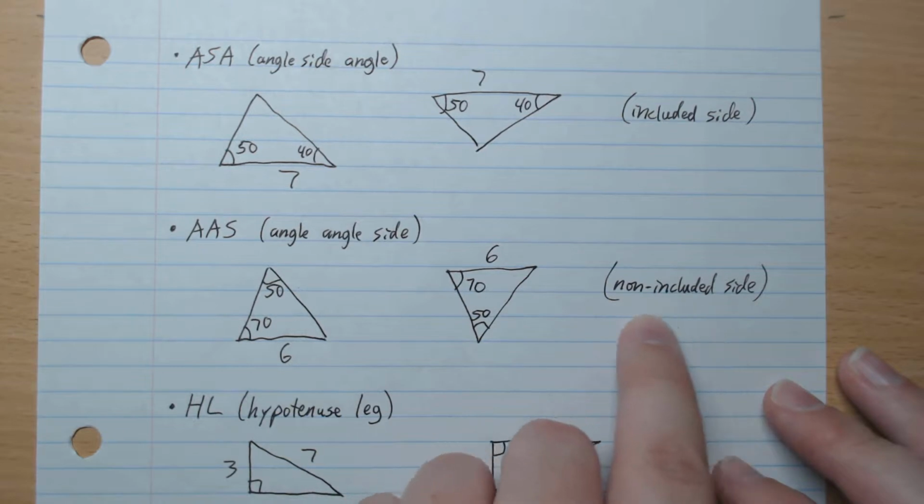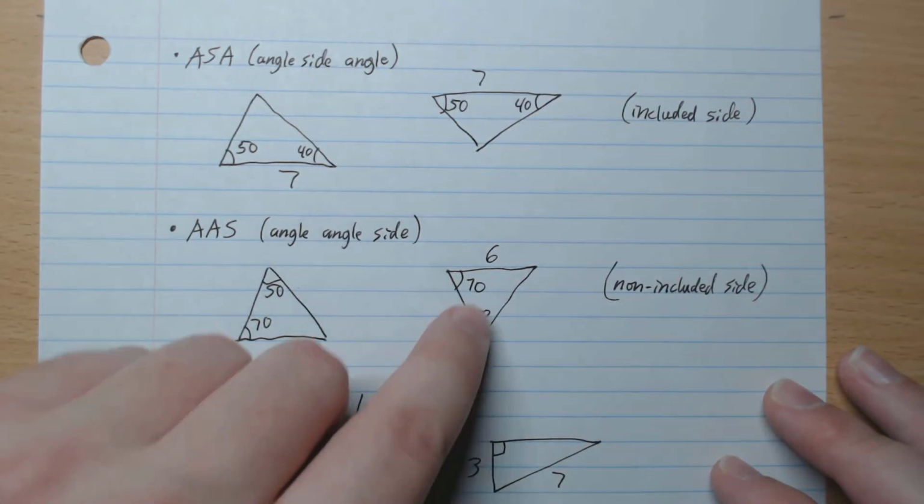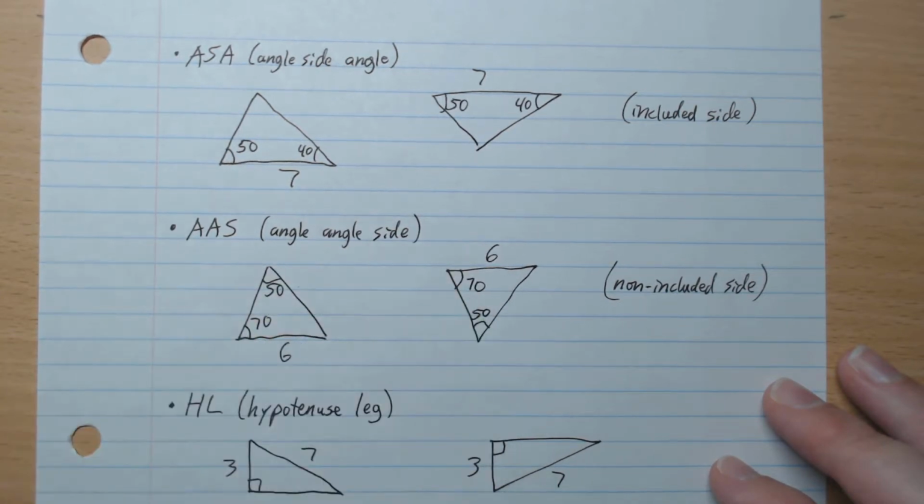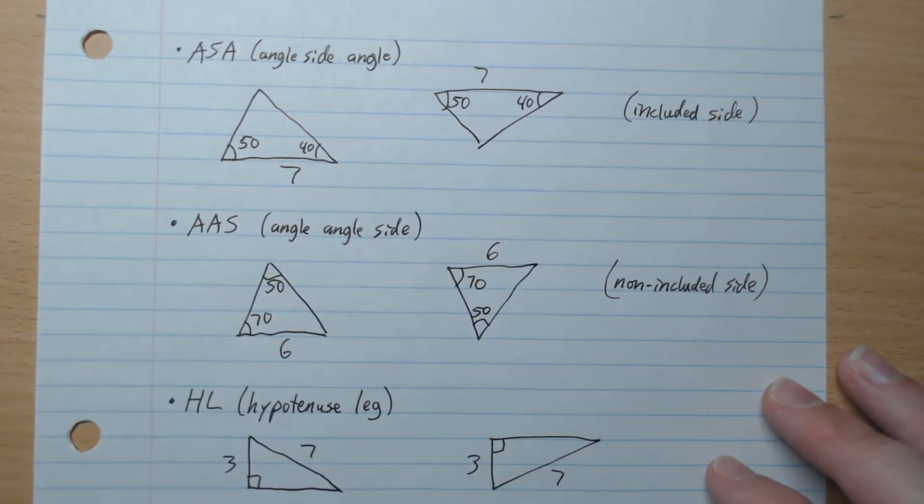And so notice here you might hear the language non-included side because it's not in the middle, right? You got angle, angle, side. The side is not in the middle like that, so it's called non-included side.